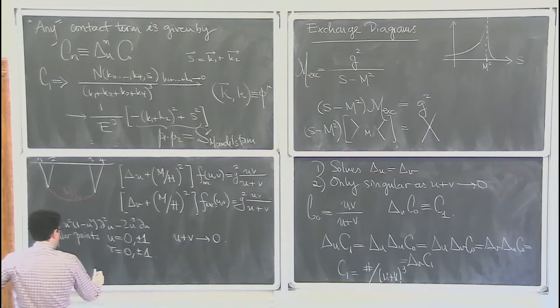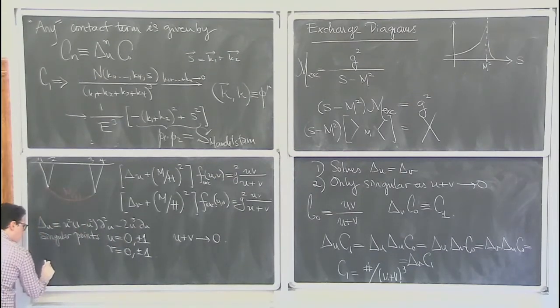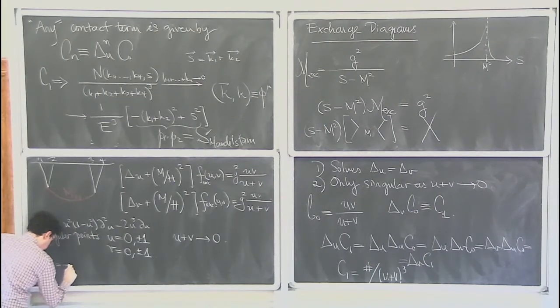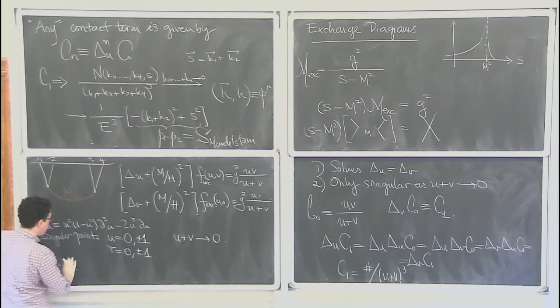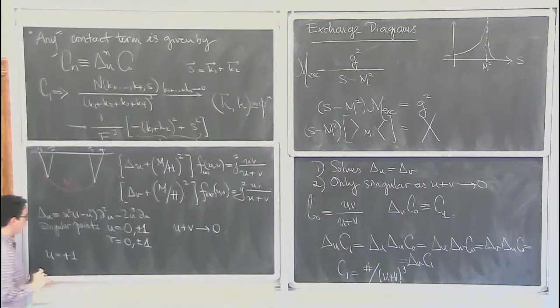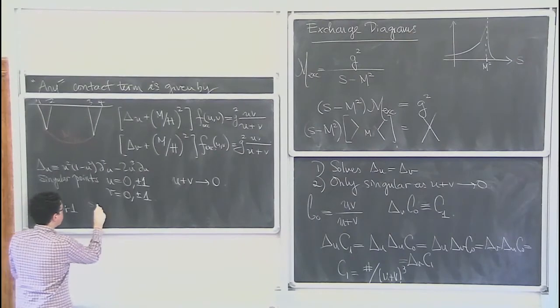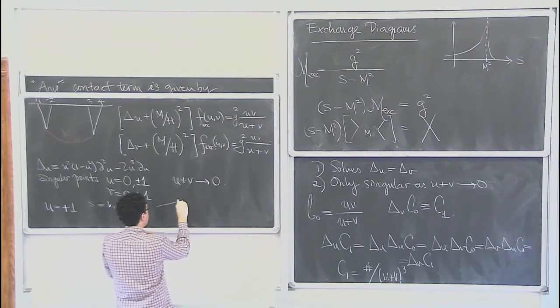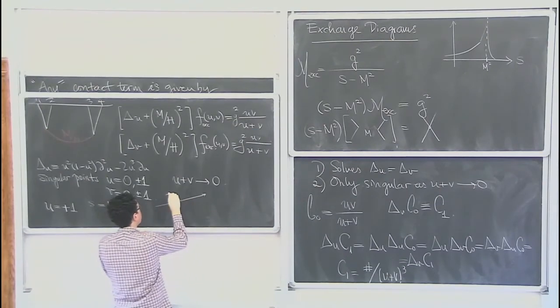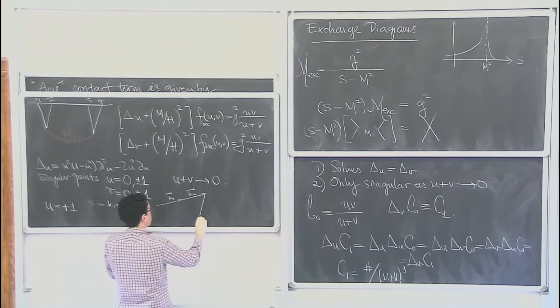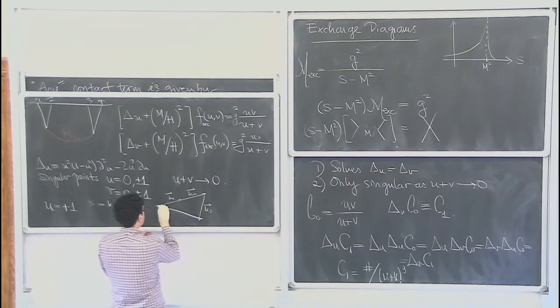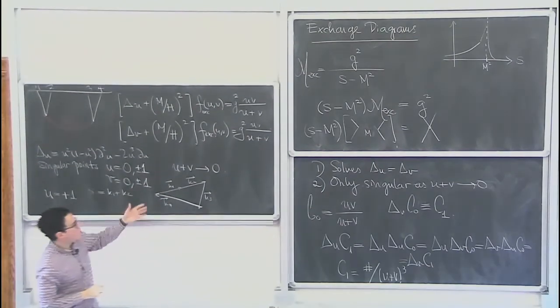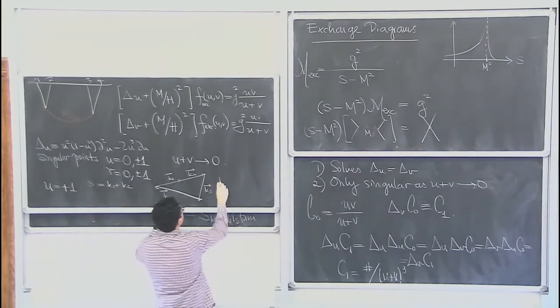Okay? When U goes to plus 1, what's happening? So S equals K1 plus K2, which means that if you take the four momenta now, you have K1 and K2, K3 and K4. Okay? So this is called the folded limit. You're just aligning two of the momenta.